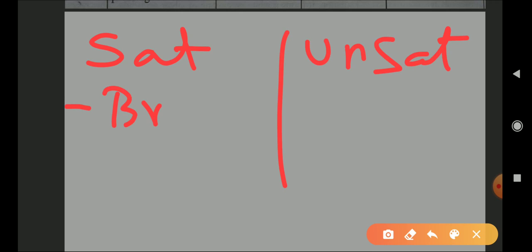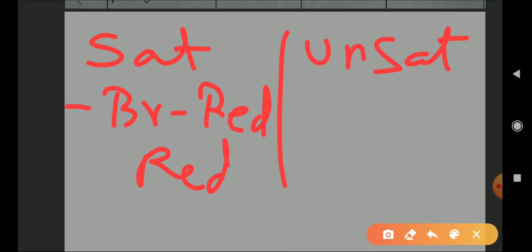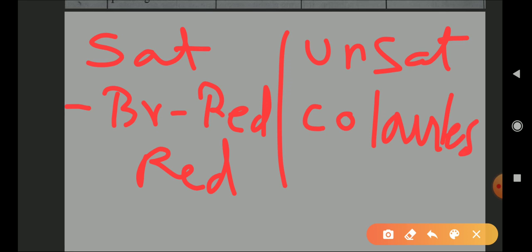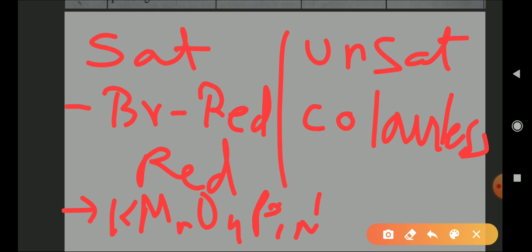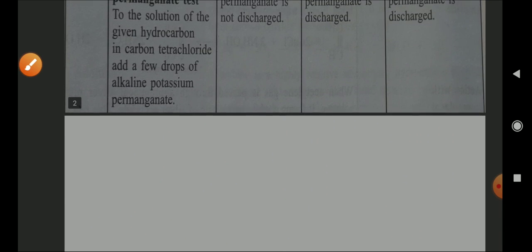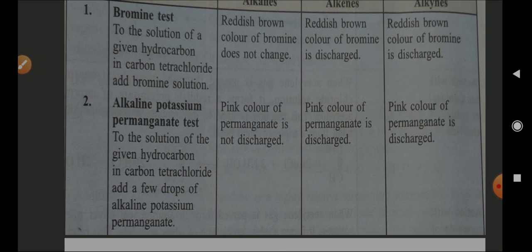So, saturated hydrocarbon and unsaturated hydrocarbon. With bromine water, what is the color of bromine water? Red. After adding it to the saturated hydrocarbon, it is going to remain red, while with the unsaturated hydrocarbon the bromine water is going to become colorless. The same with alkaline KMnO4: it is pink. If it remains pink, then it is a saturated hydrocarbon, but if it becomes colorless, then it is an unsaturated hydrocarbon.